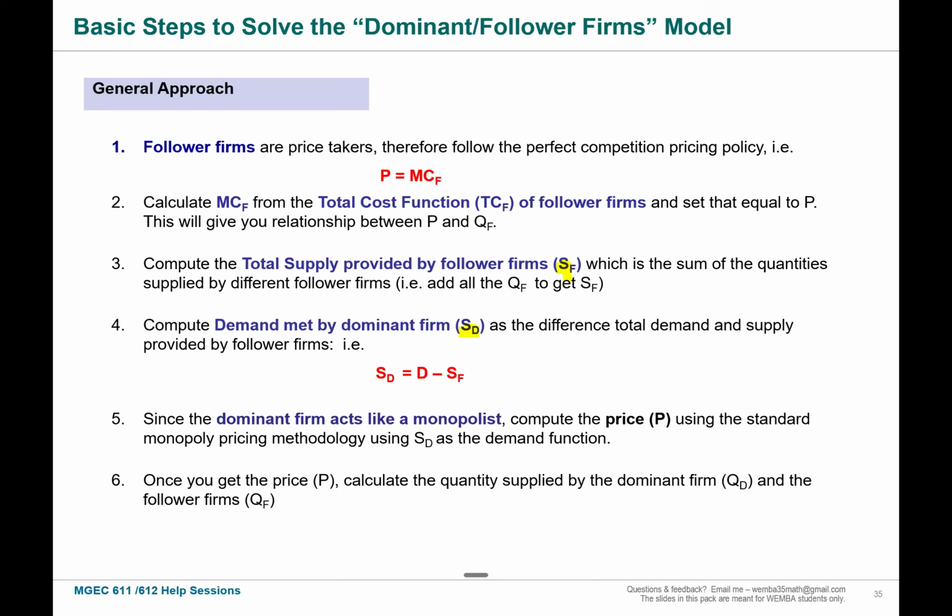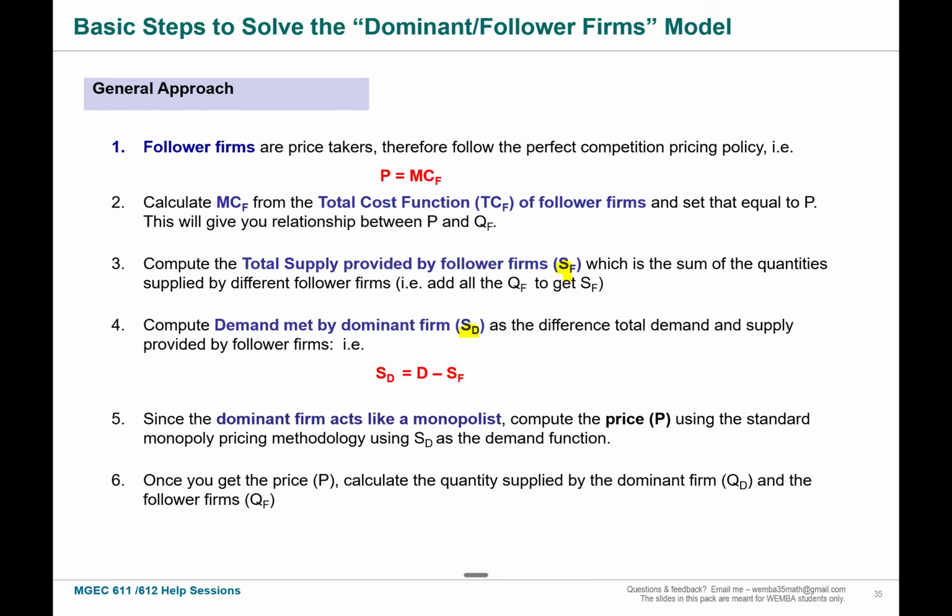It's not that big a deal, but hopefully he will cover this, because clearly there are exam problems based on this idea. So what is a dominant follower firm? There's one firm which is the dominant firm, the price setter, and then there are multiple follower firms which are price takers. So in the same model, you have the dominant firm dictating the pricing like a monopolist, and the follower firms receiving the price and behaving like a perfectly competitive market.